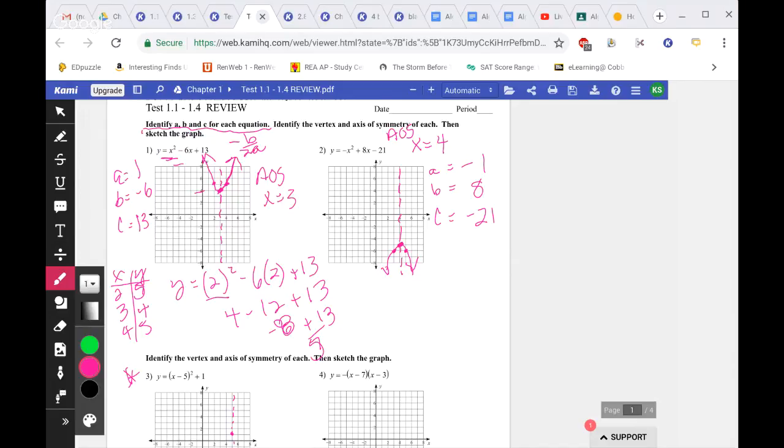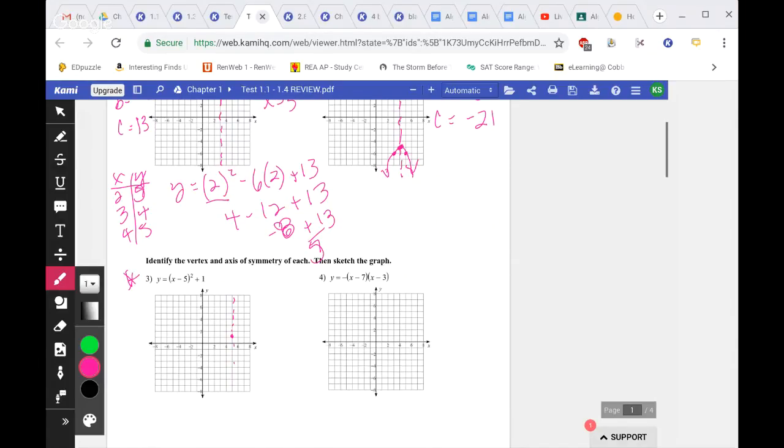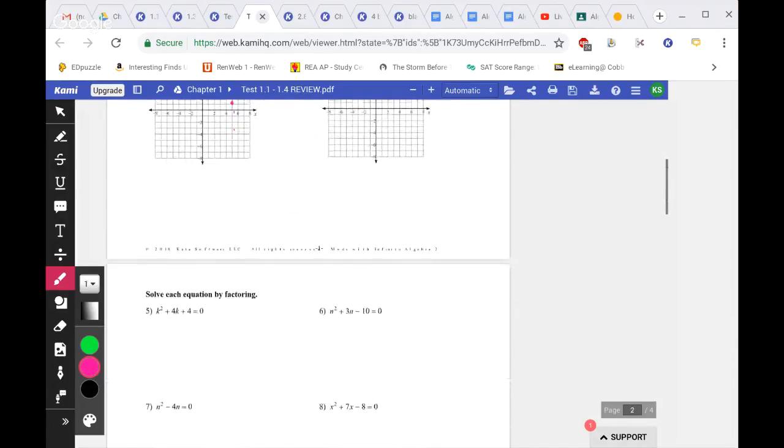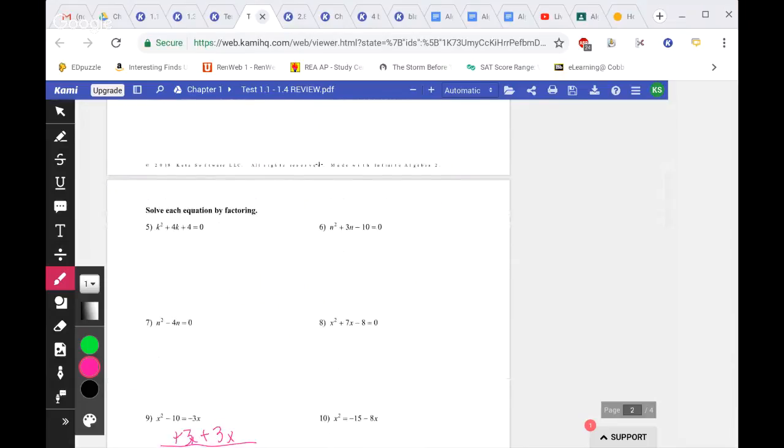So on number 2, well, the axis of symmetry. I think I can get the graphing ones right now. Actually, I think the ones we need to focus on are the factoring ones, yes, ma'am, that kind of stuff. Okay.